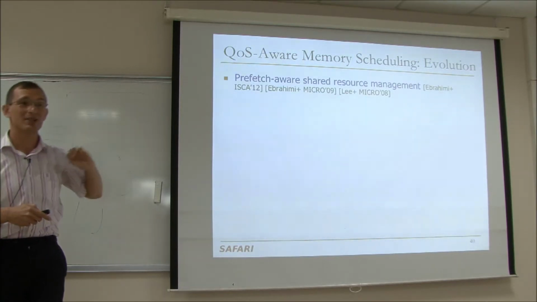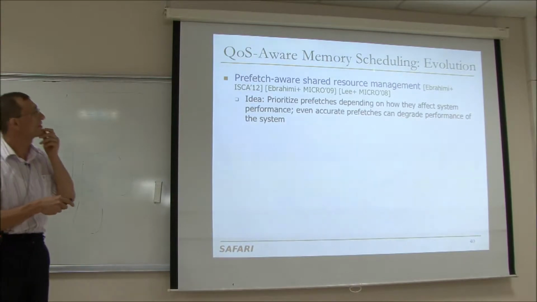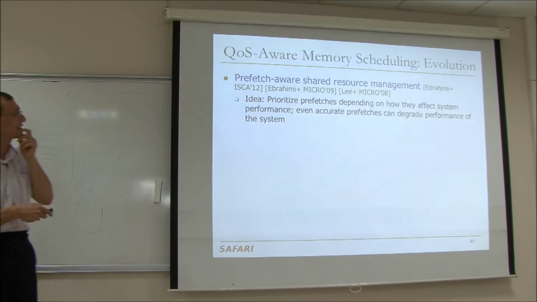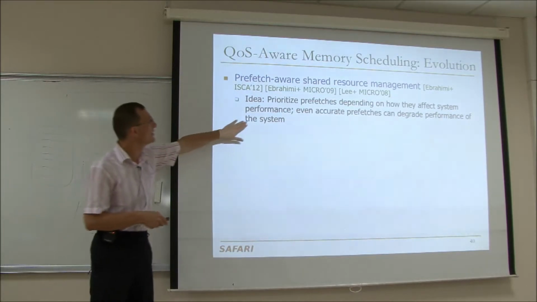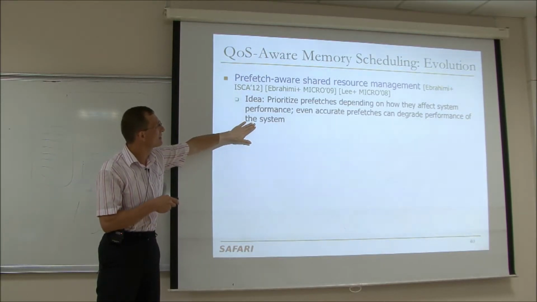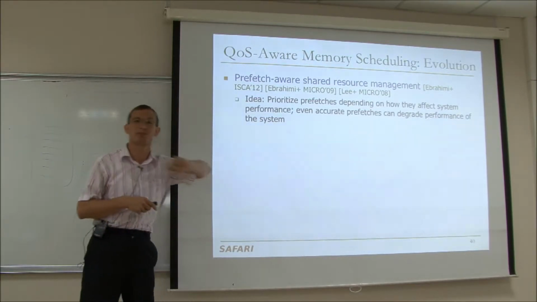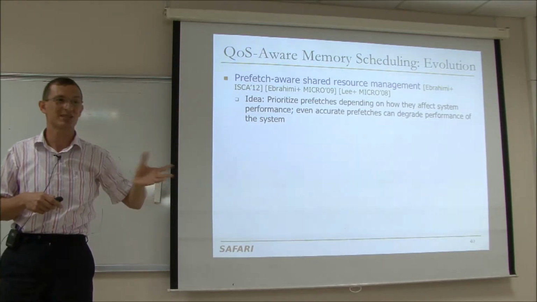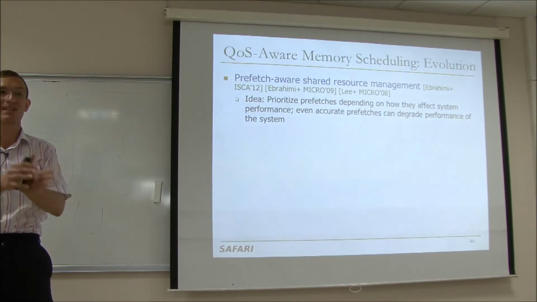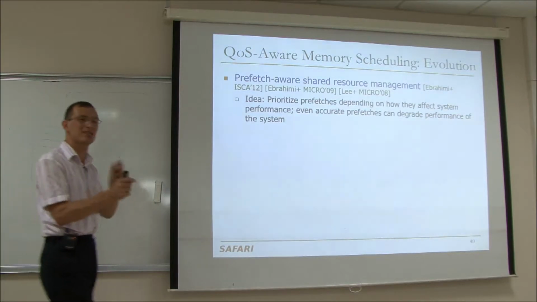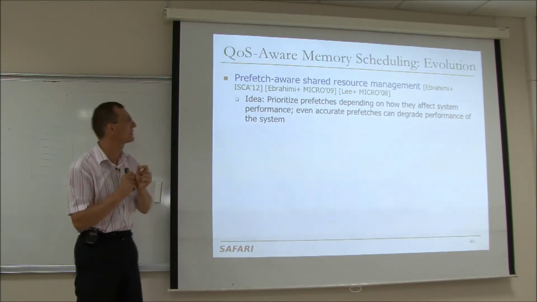These are some things I will not talk about, but we've looked at how to incorporate prefetches into the memory scheduler. And I think this is a very important system design. This is Eiman Ebrahimi's work. Basically, the idea is to prioritize prefetches based on how they affect system performance. If the prefetches are accurate, you can treat them as demands. If the prefetches are inaccurate, you can treat them as lower priority. Then the key question is how do you distinguish between an accurate and an inaccurate prefetch, right?